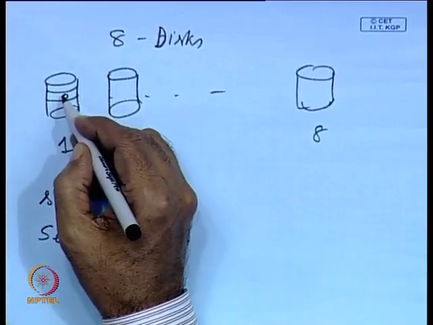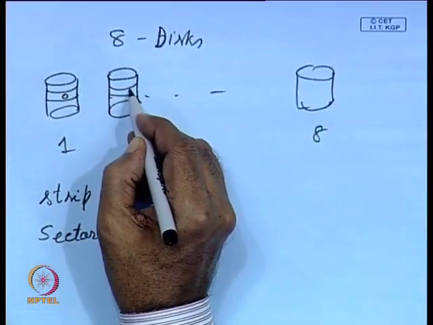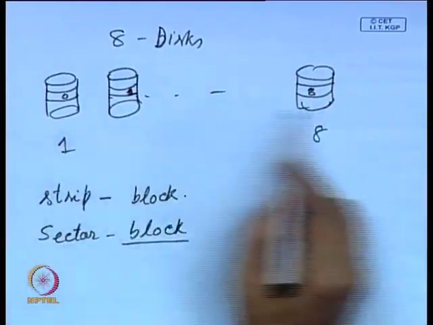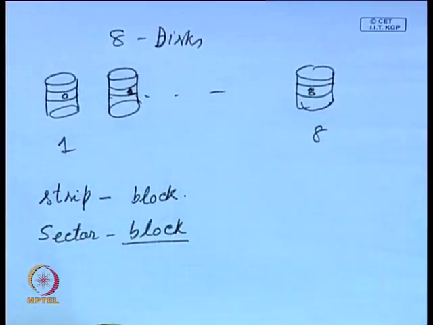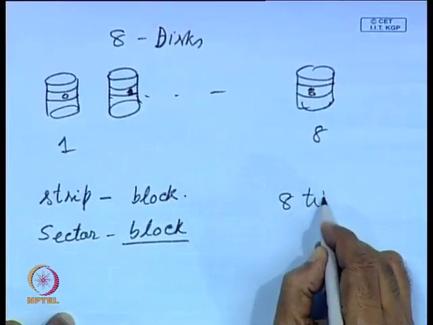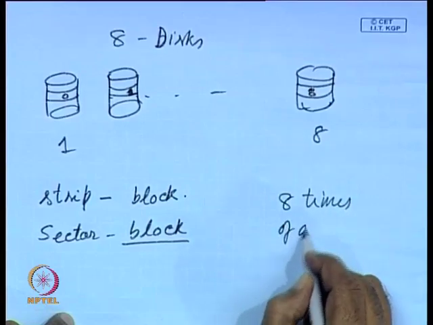So, the 0th block is placed here, then the first block is placed here, then the 8th block is placed here. So, in this way data is distributed over 8 disks. You may be asking what purpose it will serve. The main purpose it will serve is, first of all, it will give the illusion of a larger disk. So, that means you can store a large amount of data and it will give the illusion of a single disk. Since it is transparent to the user, they will feel that the capacity is now 8 times that of a single disk.